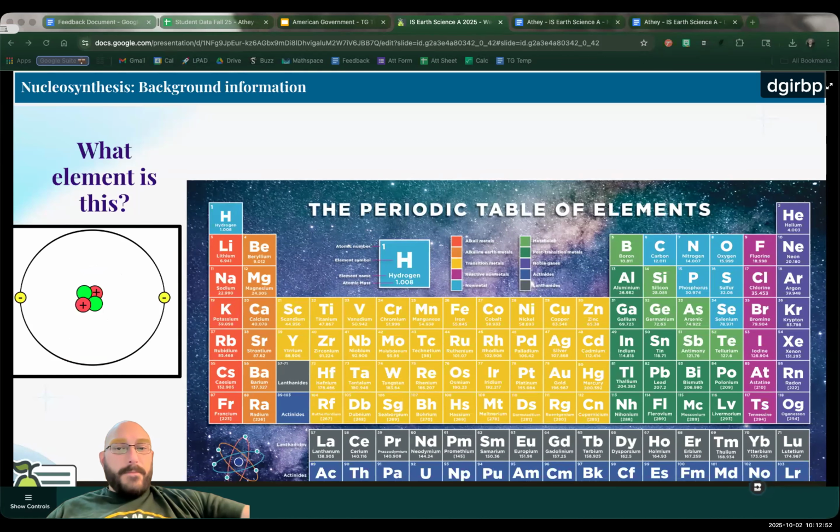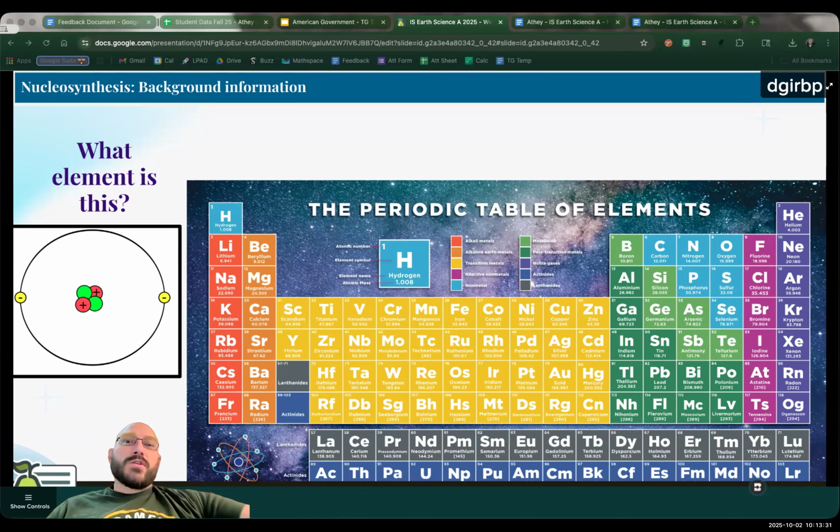Okay. What about this guy? Looks like we've got two protons shown in red in the middle there in the nucleus with plus signs, right? Because they have a positive electric charge. Two neutrons in the nucleus and two electrons orbiting the outside. Those are negative, right? Yeah, helium.